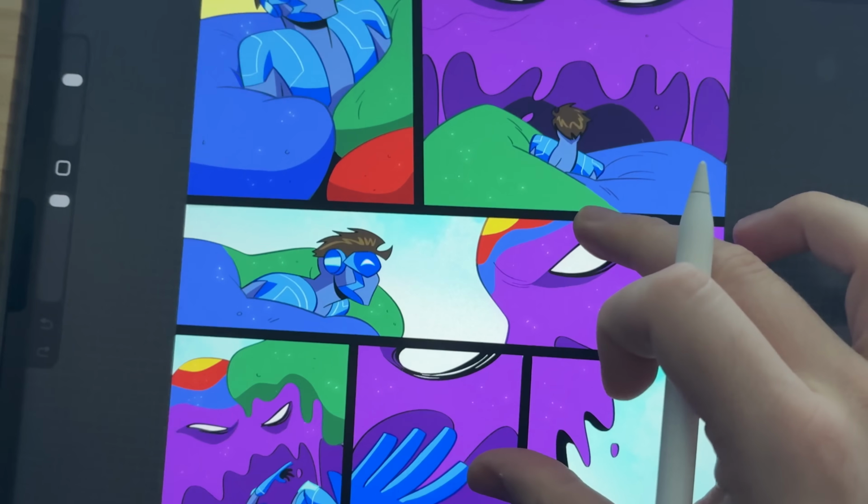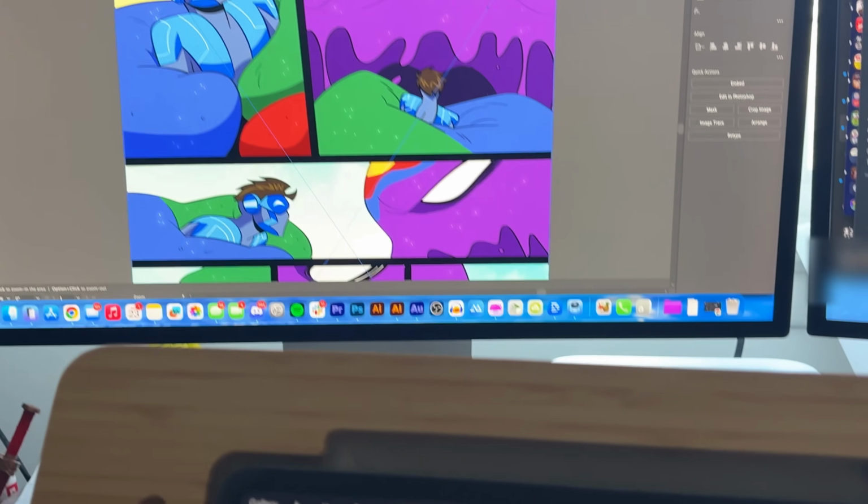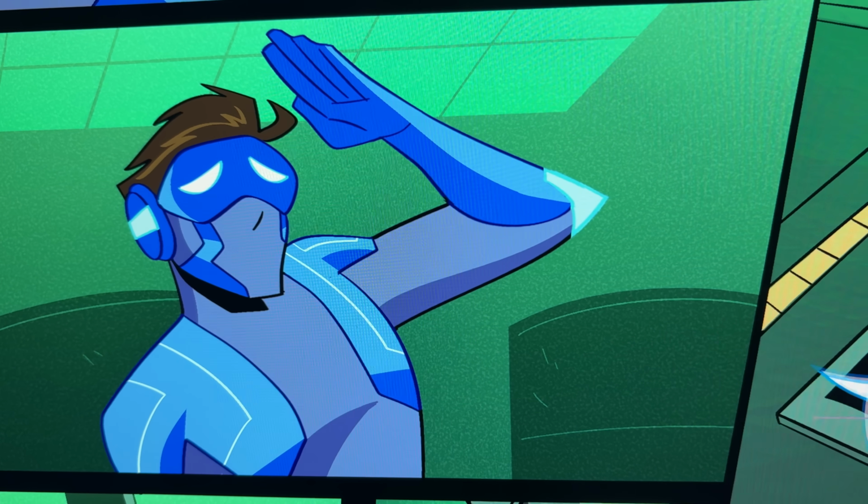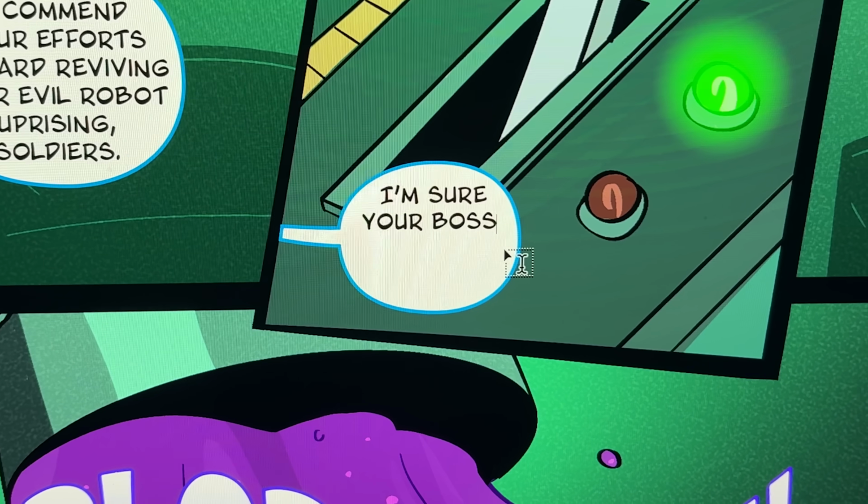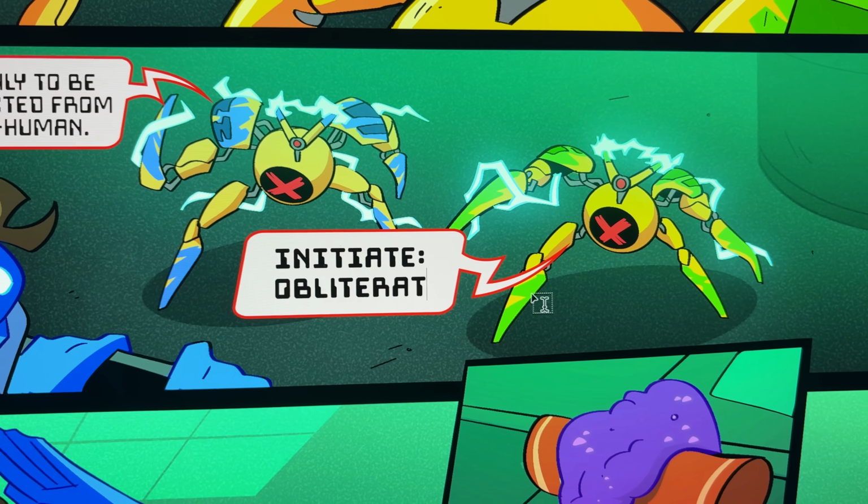As I'm completing pages, I'm taking them from Procreate on my iPad and bringing them into Adobe Illustrator where I do all of my lettering, which is a total challenge in itself, and where I finally start writing down a lot of the characters' dialogue.